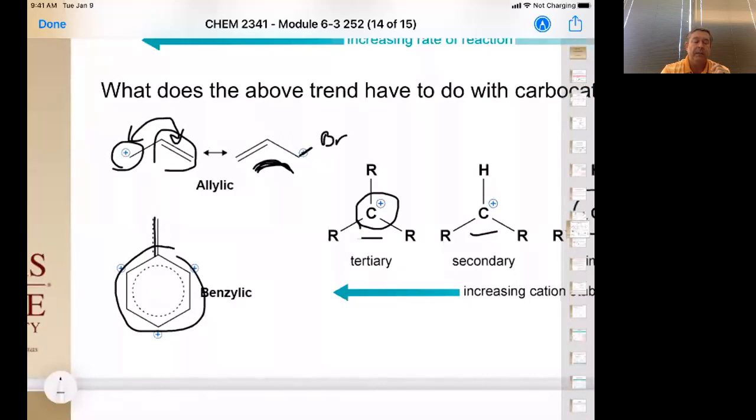Same thing happens in benzene rings. We can just flip the positive charge all the way around the ring or have it here. So even though they look like primary halides, they're actually resonance stabilized cations.